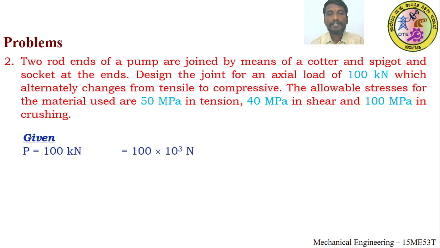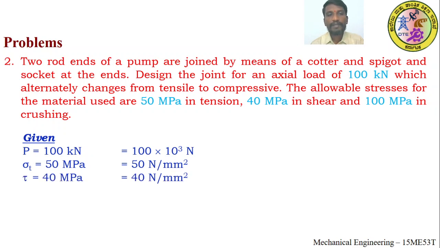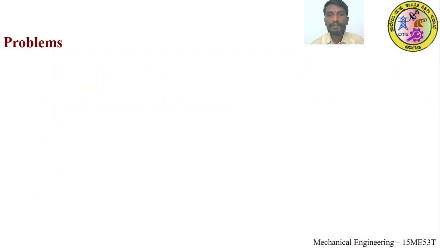The given parameters: P is equal to 100 kN, converted to Newton, 10 to the power of 3 Newton. Sigma T is 50 MPa, which is nothing but 50 Newton per millimeter square. Tau is equal to 40 MPa, nothing but 40 Newton per millimeter square. Sigma C, the crushing stress, is 100 MPa, nothing but 100 Newton per millimeter square.